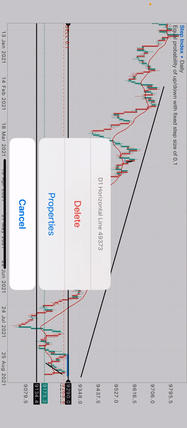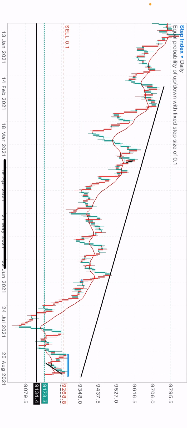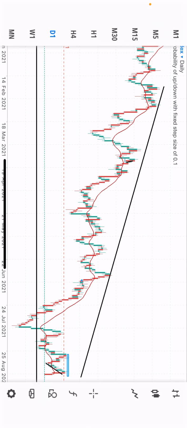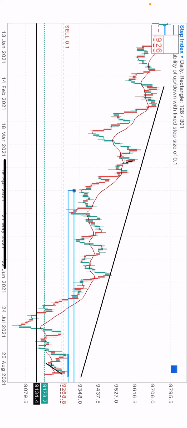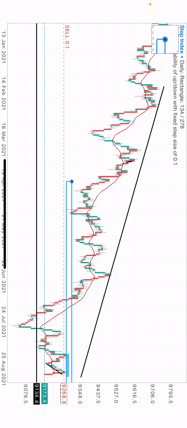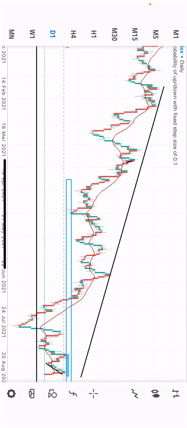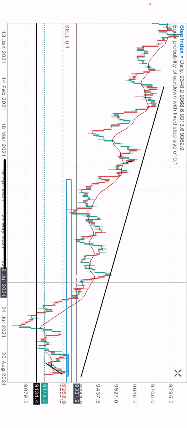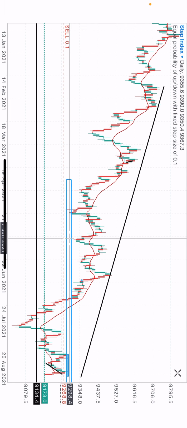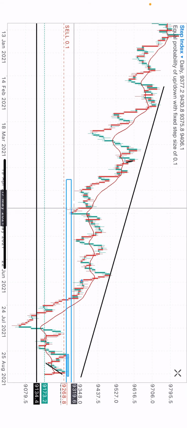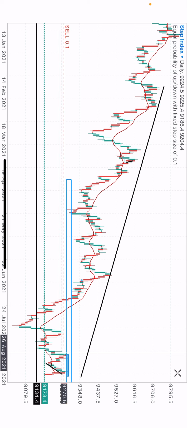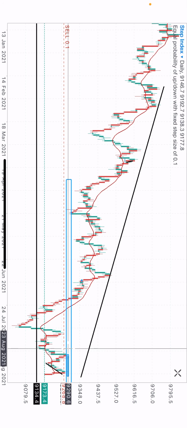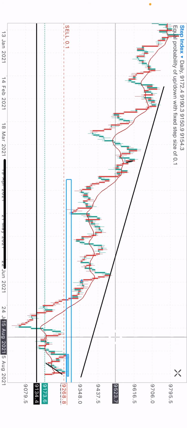How? Let me delete this. When I stretch out my rectangle, see this. You would see that on this rectangle, when I stretch it out, I already have this area as a point of rejection zone. It was rejected here. Somehow it didn't touch it, rejected here, and also it was rejected here, and before coming back to reject here.